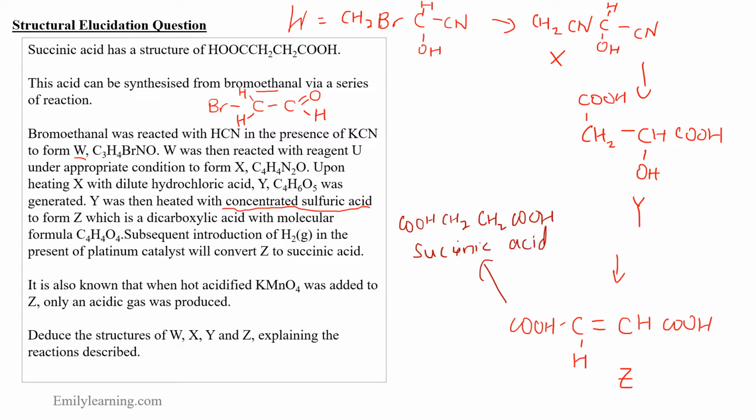Okay, and next I'm also told that if I add hot acidified KMnO4 to Z, an acidic gas will be produced. So what is the acidic gas? If you look at it, there are so many carbons. Very likely the acidic gas is carbon dioxide. Okay, and it is so. Remember, when you add KMnO4, it is an oxidation reaction. So we know that there's a C=C double bond. The C=C double bond will undergo oxidative cleavage.